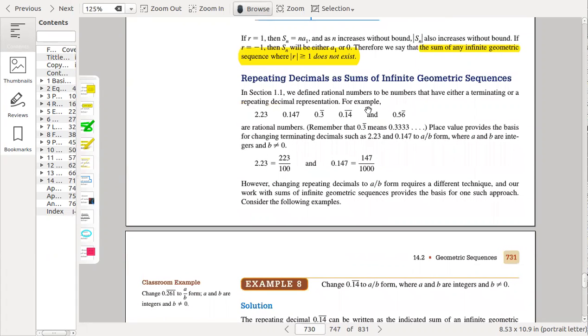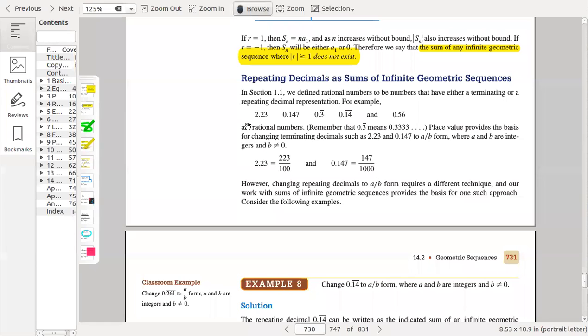Okay, next is repeating decimals as sum of infinite geometric sequence. In the previous section we defined rational numbers to be numbers that have either a terminating or a repeating decimal representation.